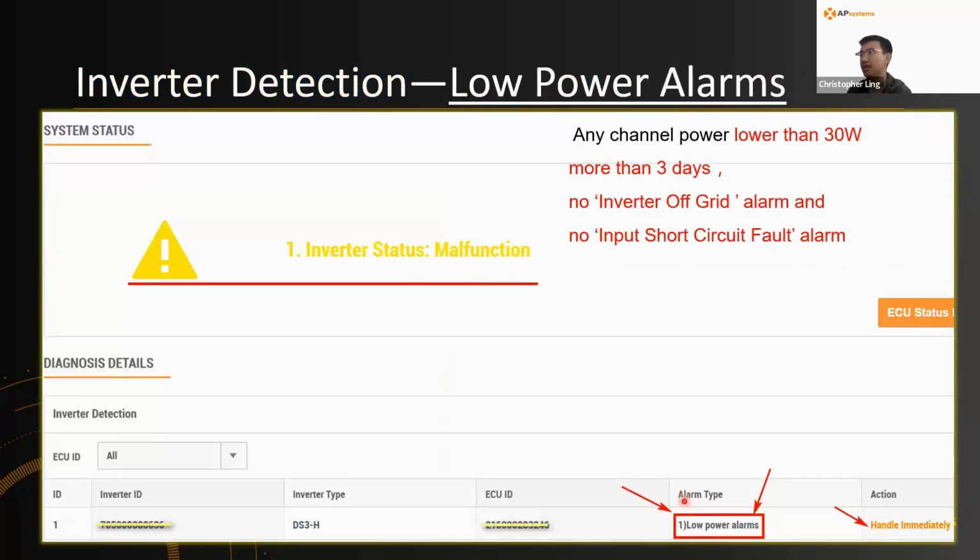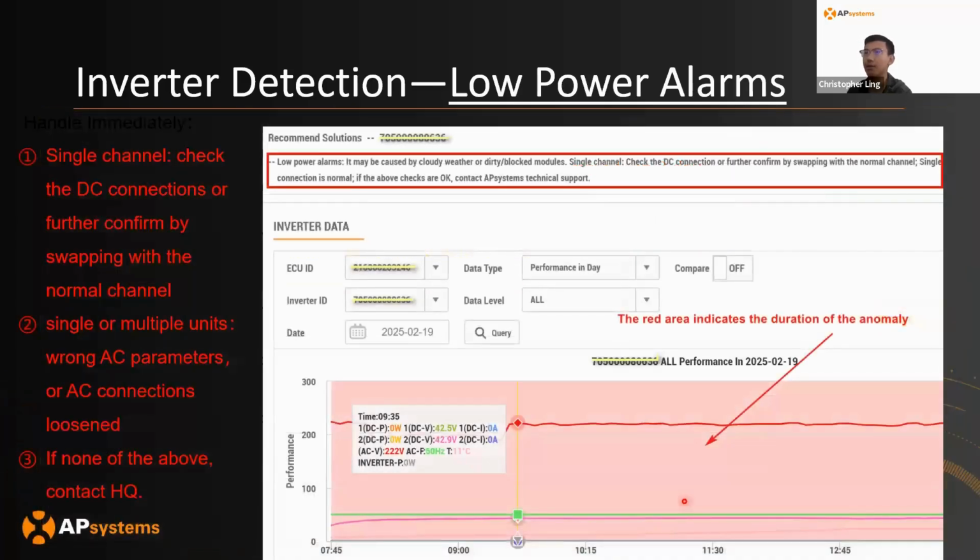Another potential issue is if the panels are producing lower than 30 watts for more than 30 days. That's another possibility that you might have as well. And it is entirely possible that this is intentional.